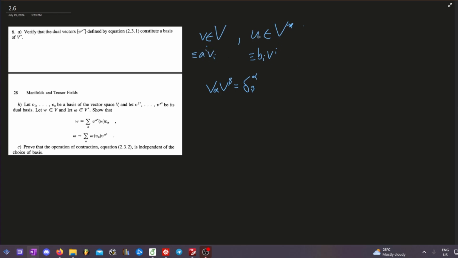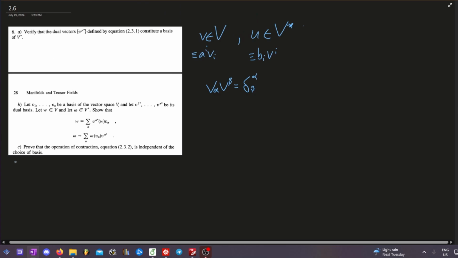And then we're going to say that u are vectors from v star, and we're going to write them like this, as a sum of the dual basis vectors. And then the idea is that v lower times v upper gives us this delta function between the two indices. And using this fact, we want to verify that these vectors do indeed constitute a basis. So let's go ahead and check that.